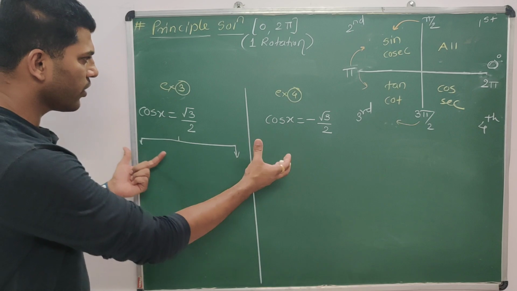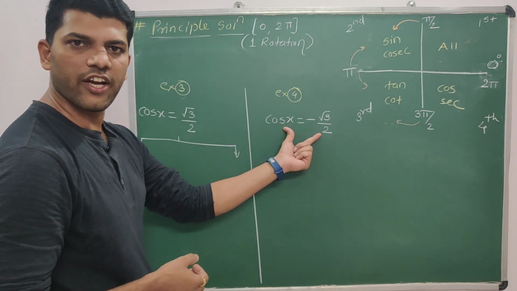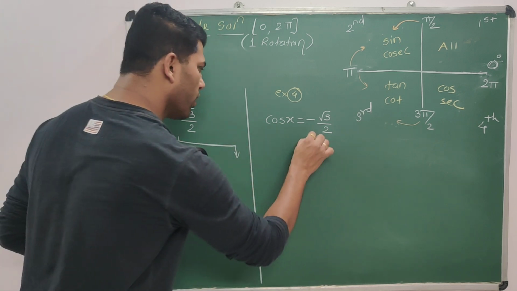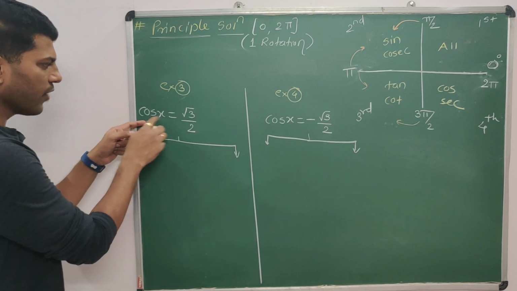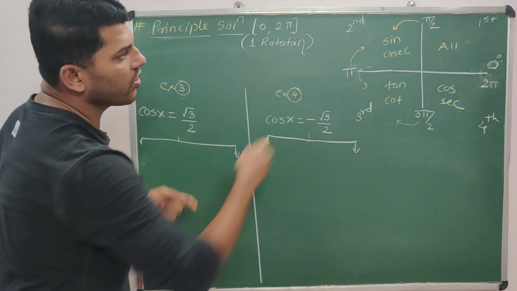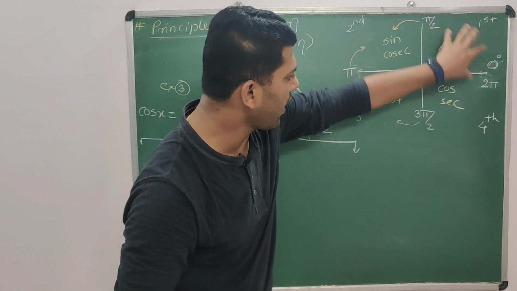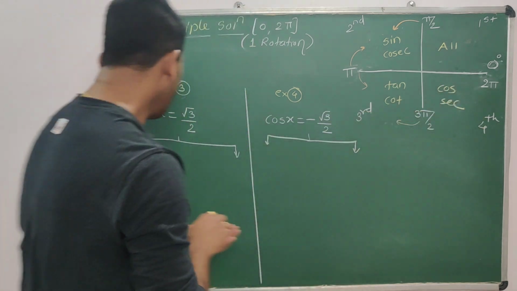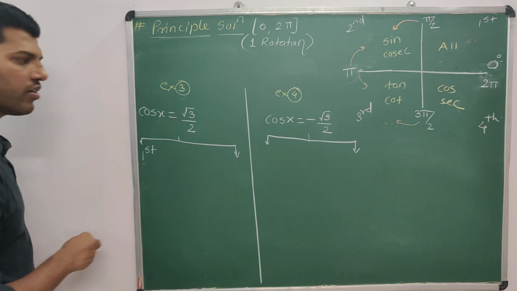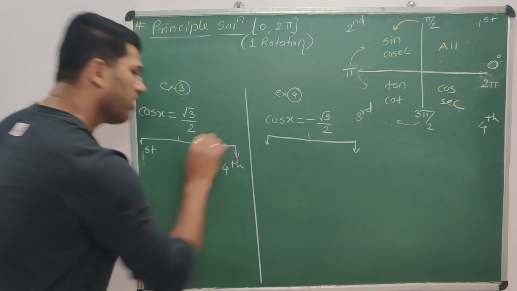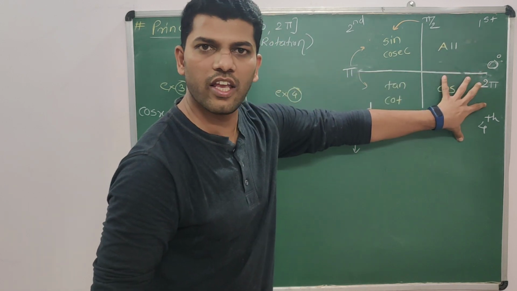So let's study these two examples. One is where cos is positive and here the cos is negative. Let's study these two simultaneously to understand this concept of principal solution easily. See, if cos is positive, then in which quadrant is cos positive? Cos is positive in the first quadrant and in the fourth quadrant. Means if cos is positive, then one of the solutions lies in the first quadrant and the next solution lies in the fourth quadrant.